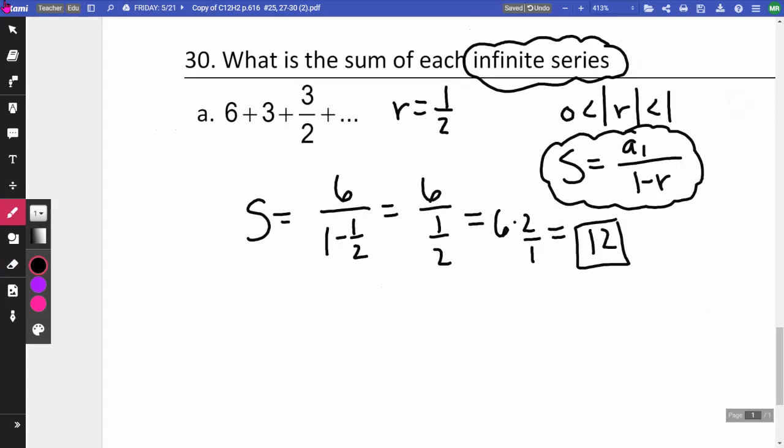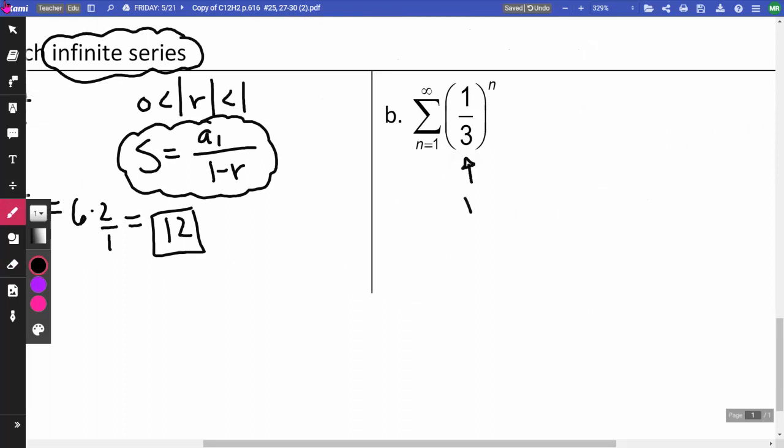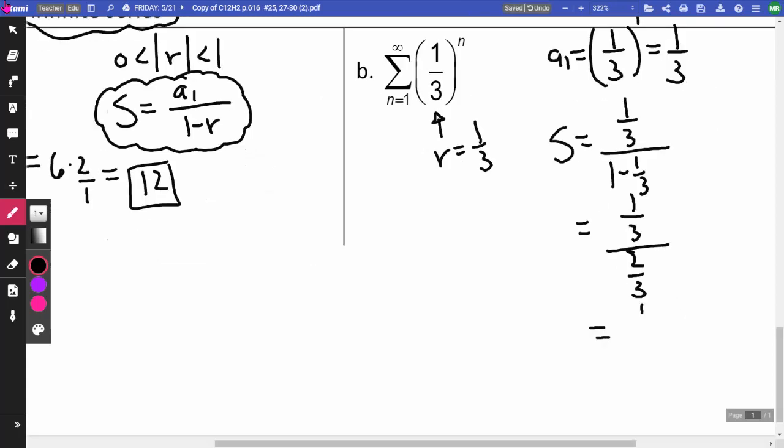So I'm going to use that same formula with the a1 on top over here. And so my r is 1/3 because it's whatever's being raised to the power. And if I want to find my a1, I'm going to put 1 in. And when I raise this to the first power, I get 1/3. So my S is going to be 1/3 over 1 minus 1/3. So that's going to be 1/3 over 2/3. And that is going to be 1/3 times the reciprocal, 3 over 2. Those cancel out. And I get 1/2. And that's our answer. So hopefully this helps you guys.